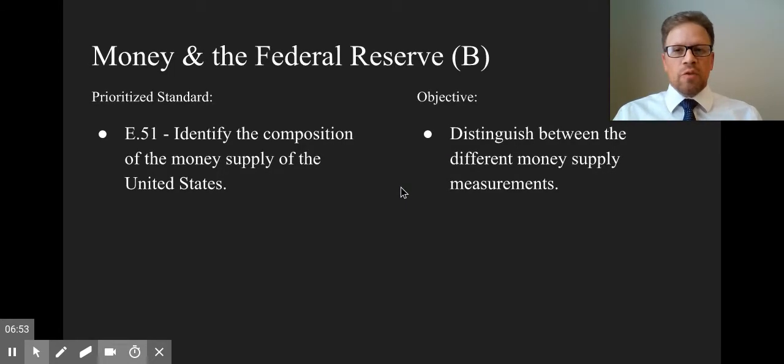All right, that was the Money and the Federal Reserve, Section B, Money Supply Measurements lecture. Our prioritized standard again was Economic Standard 51. Objectively, now you can distinguish between the different money supply measurements.